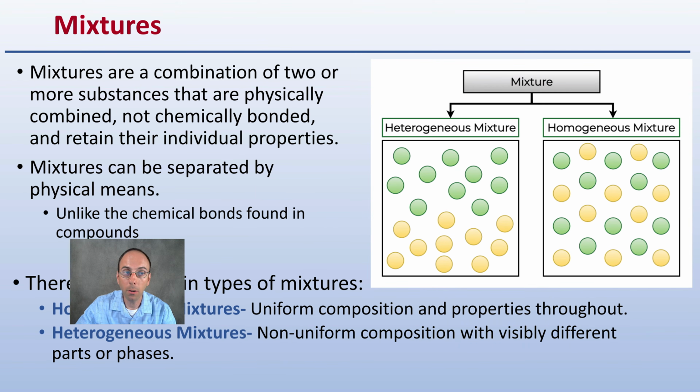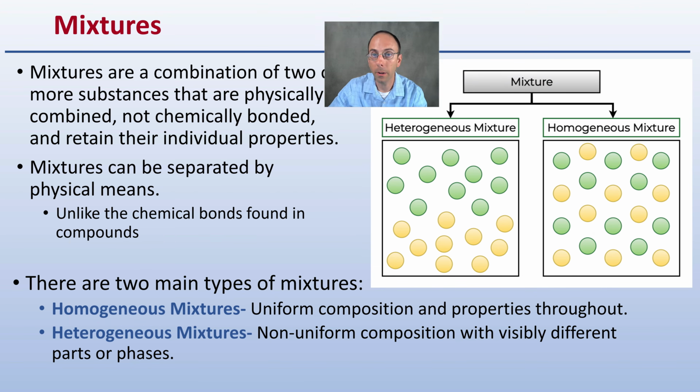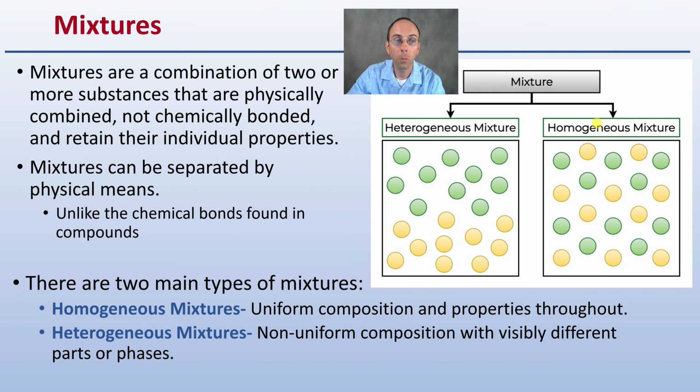Then we get to mixtures. These are a combination of two or more substances that are physically combined, not chemically bound, and retain their individual properties. Now within a mixture, we can have two subsets. Mixtures can be separated by physical means, unlike the chemical bonds found in compounds. So remember, mixtures are distinctly different than compounds.